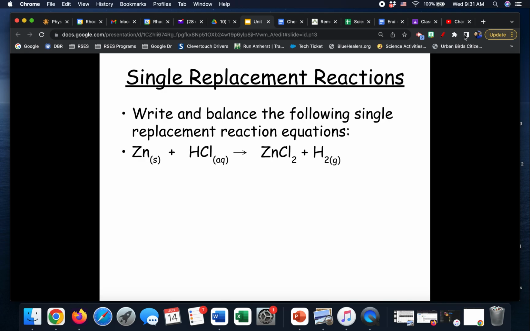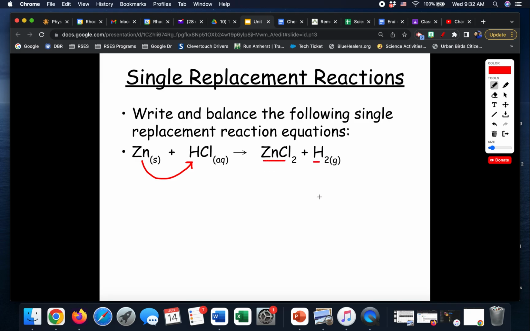I already did this one, so I'll show it to you. Here's how it works. Zinc, since it's a single replacement, replaces hydrogen. That's where we got this. But notice this equation is not balanced. So if you want to, press pause and try to balance this.